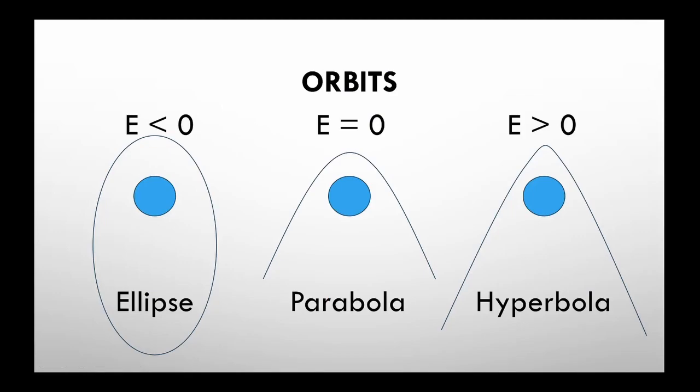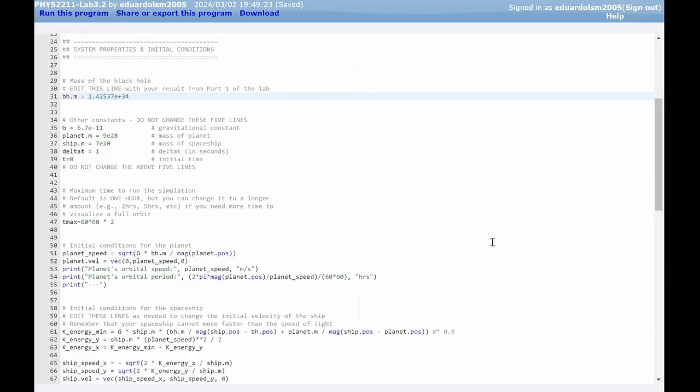When the total energy is negative, the resulting orbit is going to be an ellipse, and therefore the ship cannot escape the black hole. Otherwise, it's going to be either a parabola or a hyperbola, and so the ship can escape. We're going to try to find a way for the ship to have a parabola as its orbit, since it requires the least amount of kinetic energy to have a counter effect in the gravitational energy and make us reach zero total energy. Here's my code for the second part of the lab.